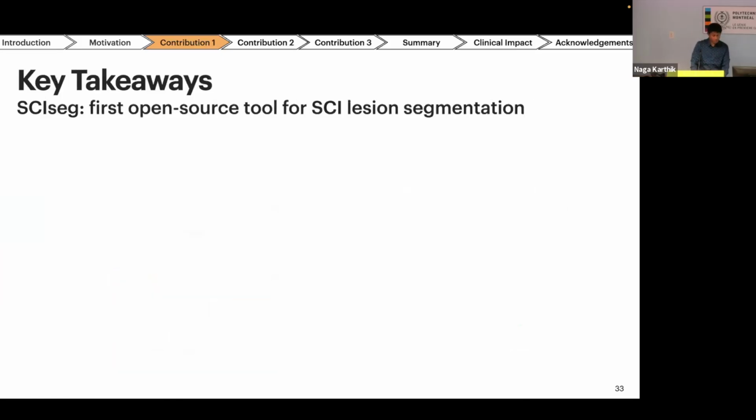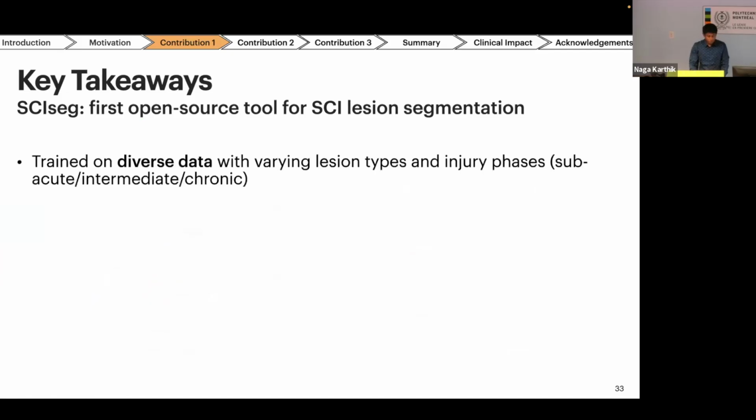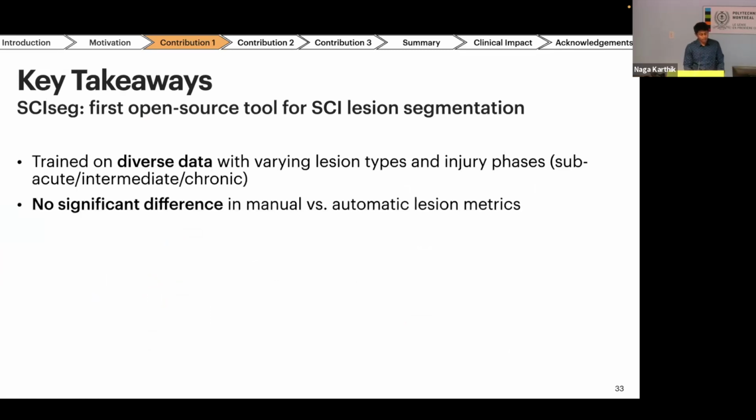So the takeaway overall is that SCIseg is the first open source tool that segments the spinal cord and the lesion in SCI. It was trained on a diverse data set containing multiple different image resolutions, sagittal, axial, different lesion types and injury phases that I showed before. And we found no significant difference between the lesion metrics derived manually and automatically, which is good, which means that the segmentations obtained from SCIseg are reliable.